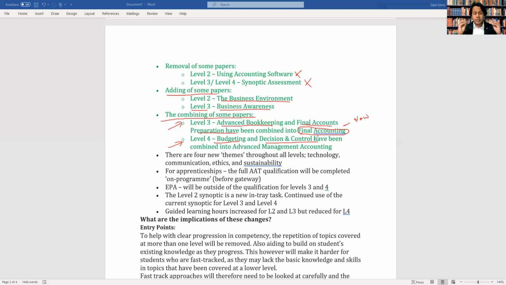Even these two papers will be one paper, and it will be advanced management accounting. So these two papers together will be advanced management accounting. So this will be the changes for the papers.